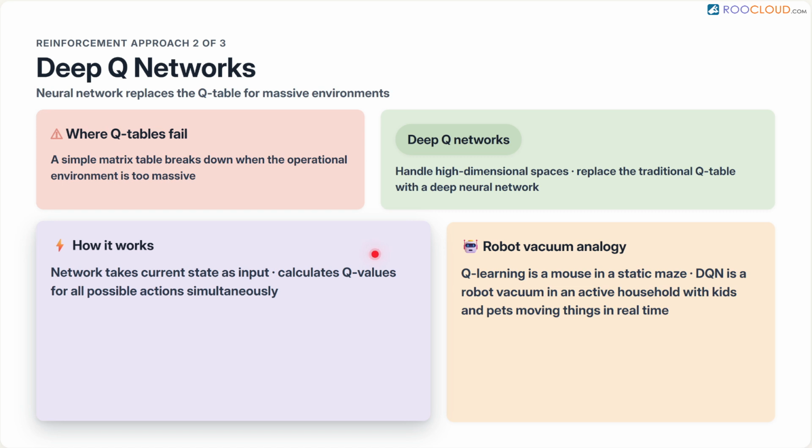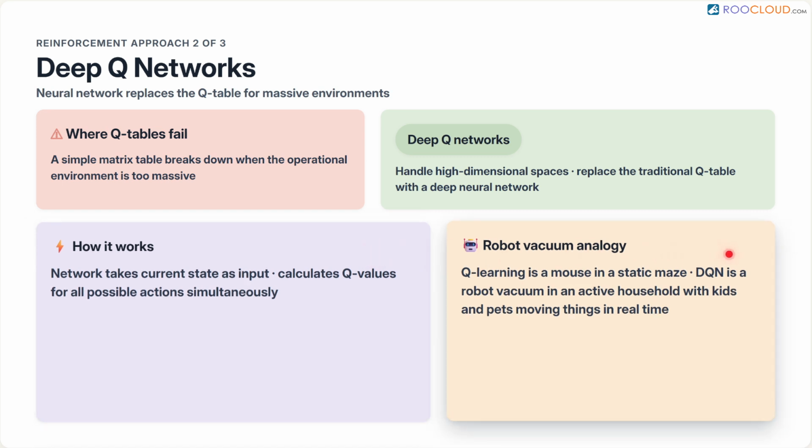If basic Q learning is a mouse in a static, unchanging maze, a deep Q network is a modern robot vacuum, learning to clean an active household where children and pets are constantly moving toys and furniture around in real time.